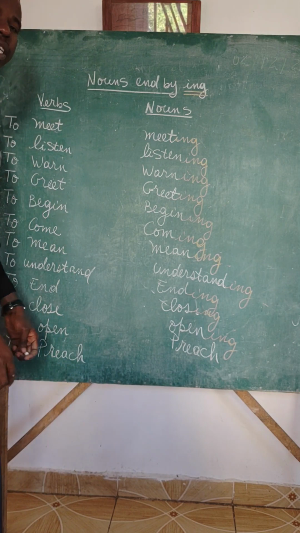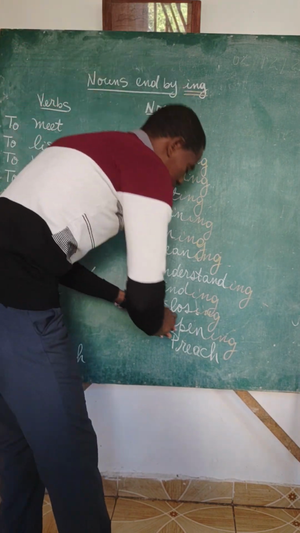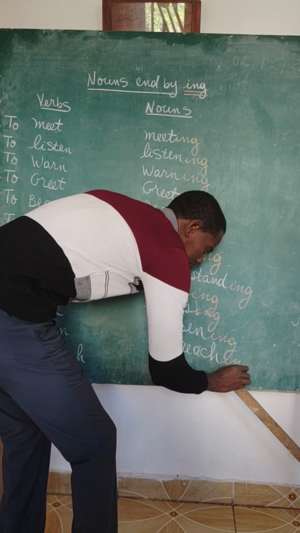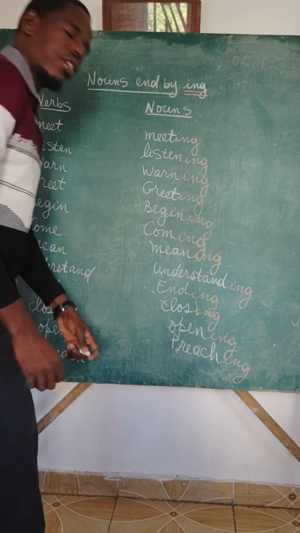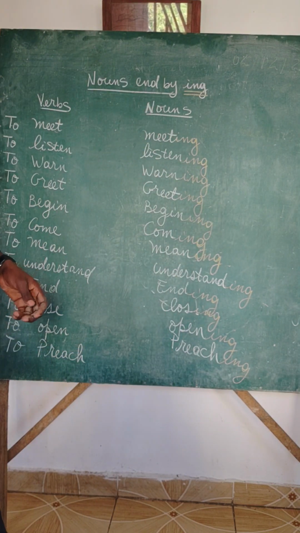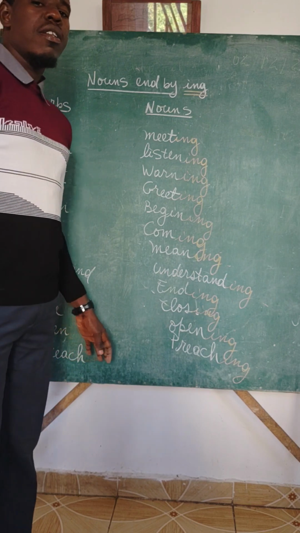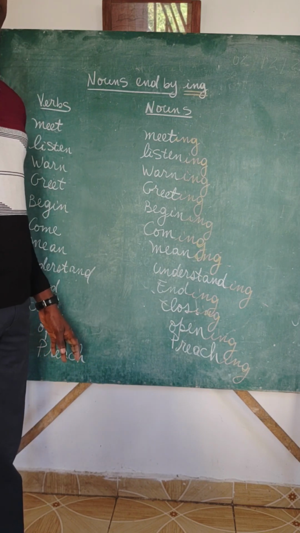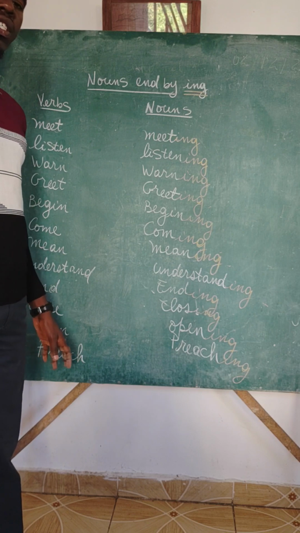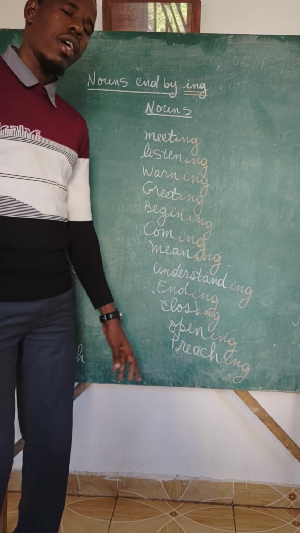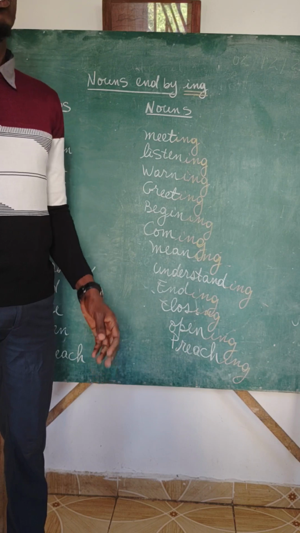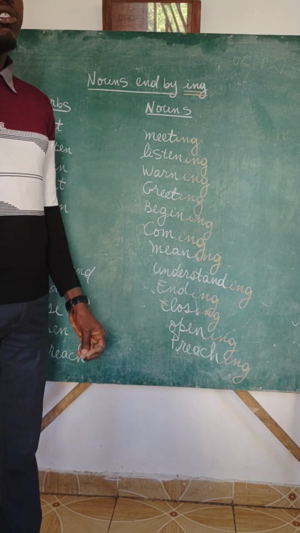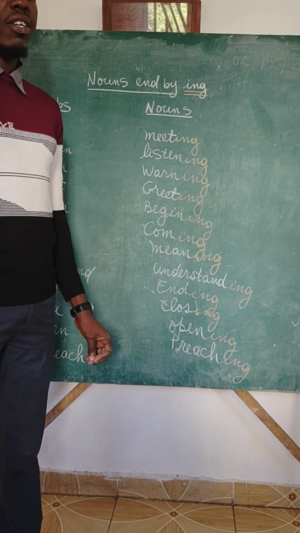And the last verb is preach, and the noun is preaching. Good. He preaches in several churches this month. Okay? Or his preaching was really spectacular.